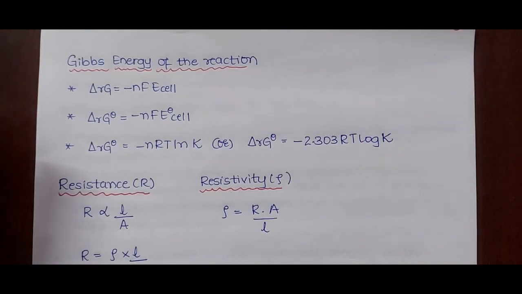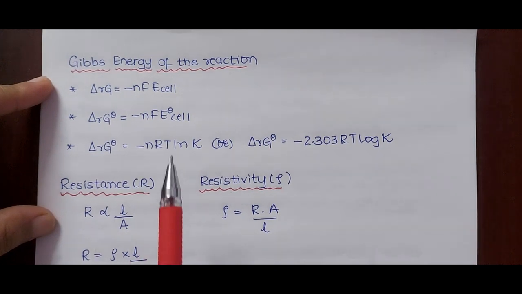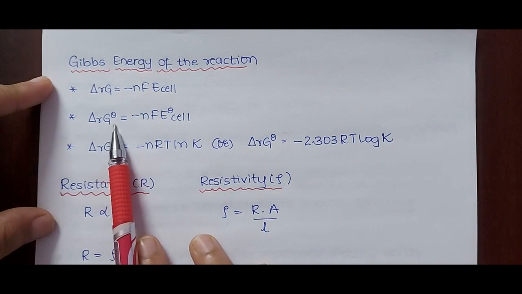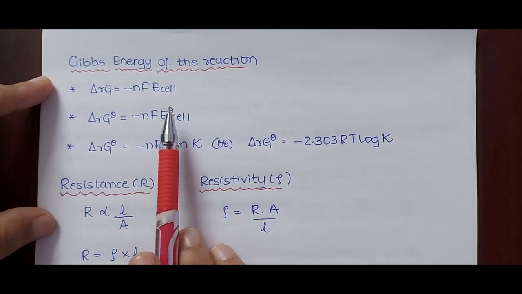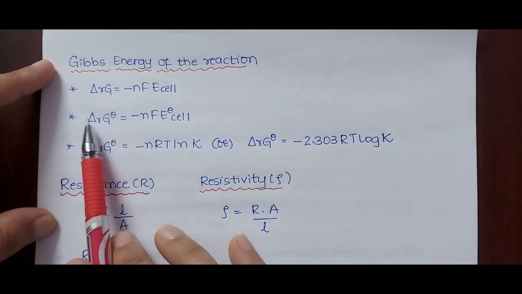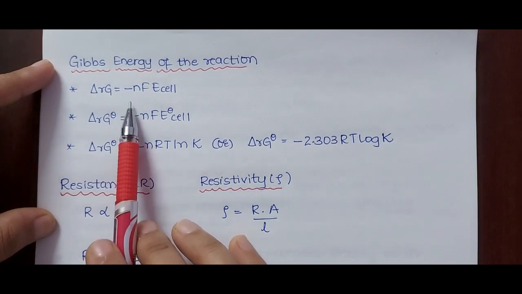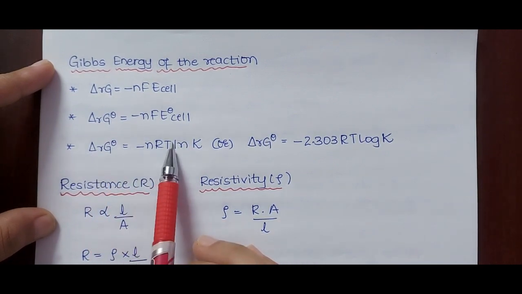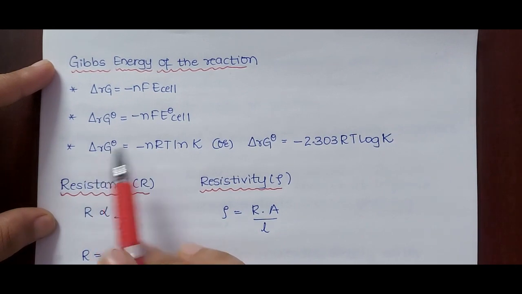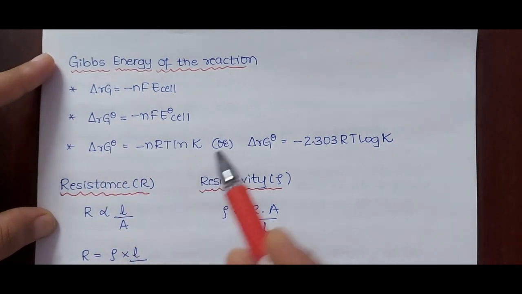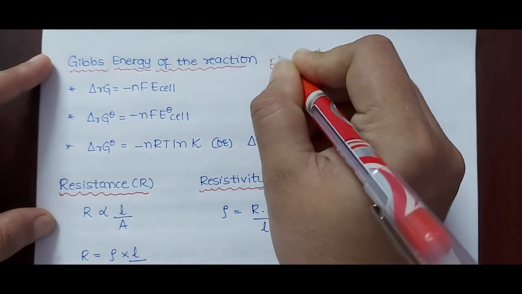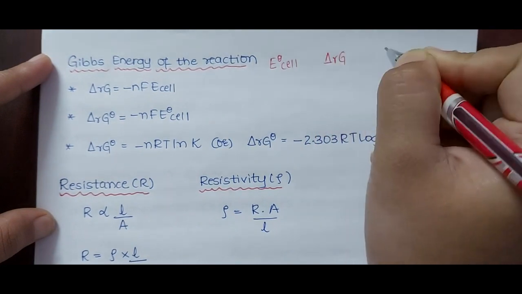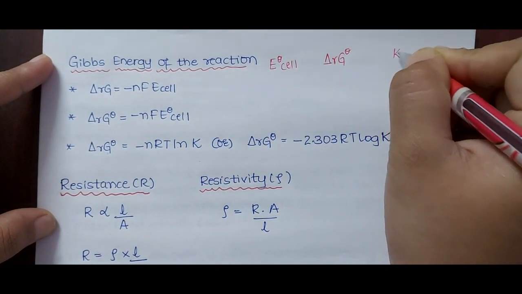Another most important topic is Gibbs free energy. Gibbs free energy is given by the equation delta rG naught equal to minus nFE naught cell. So delta rG is the change in Gibbs free energy, and delta rG naught is the change in Gibbs free energy under standard conditions. We can even calculate the change in Gibbs free energy by the equation minus RT ln K. Now we can relate delta G, E naught cell and K by the relation. So we'll consider that we have the E naught cell value, and we'll find out the delta rG naught value as well as the K value based on it.